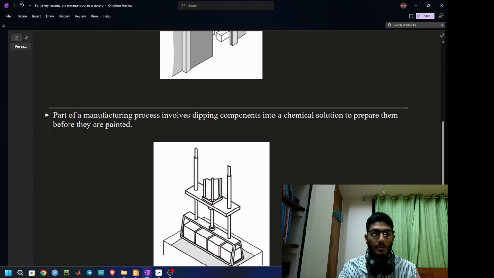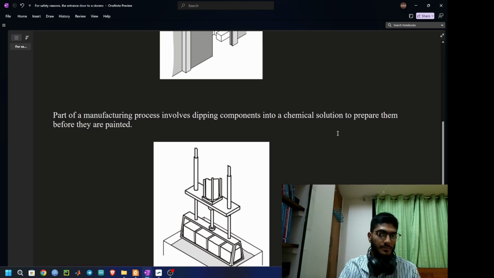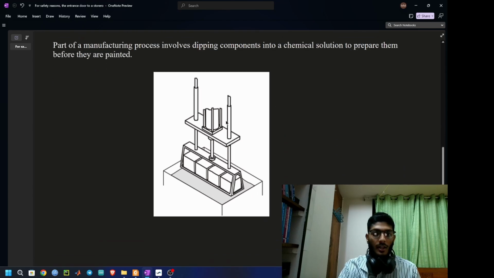And the next problem is part of a manufacturing process that involves dipping components into a chemical solution to prepare them before they are painted. So I have a double acting cylinder here. When the cylinder extends, this portion dips into the fluid. When this retracts, this portion will move up from the liquid. So this is the case.